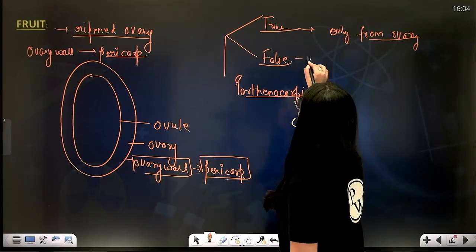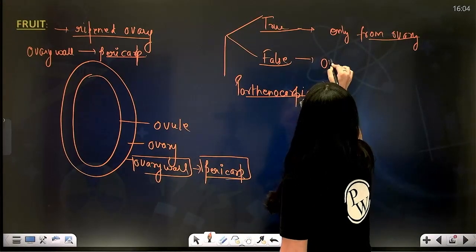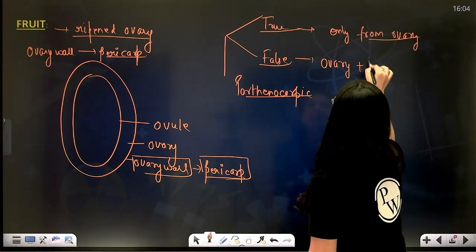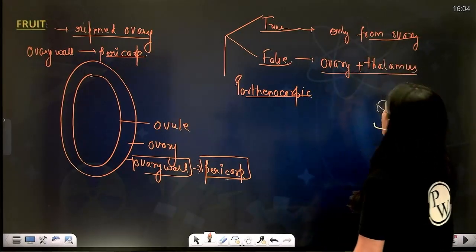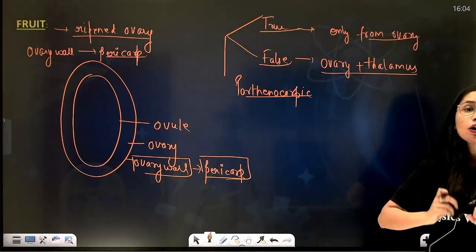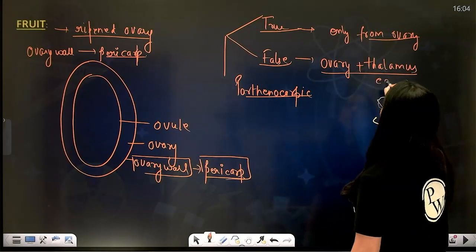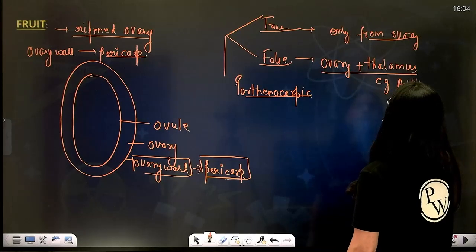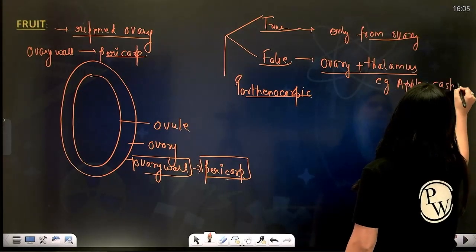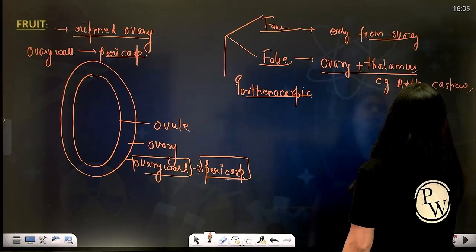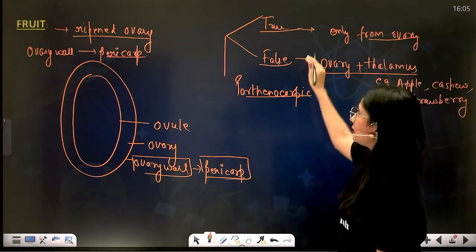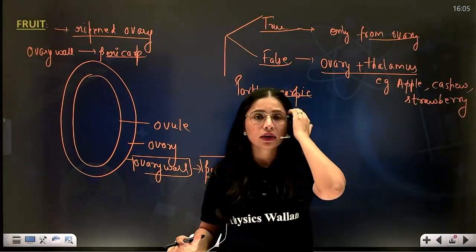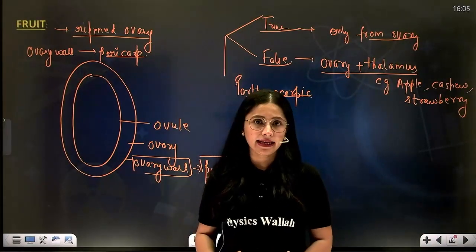So what is false fruit? Fruit in which along with ovary, other floral part like thalamus also contributes. So it becomes false fruit, for example apple, cashew, strawberry, etc. However, in true and false, both fertilization is taking place.